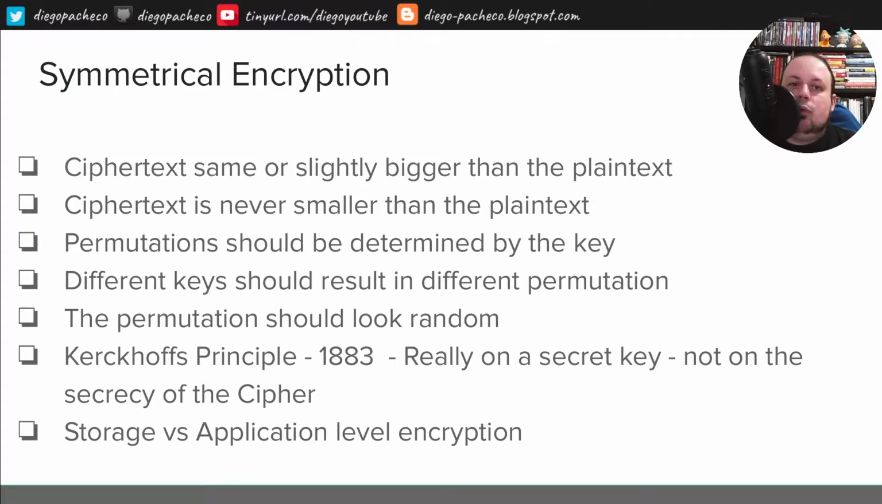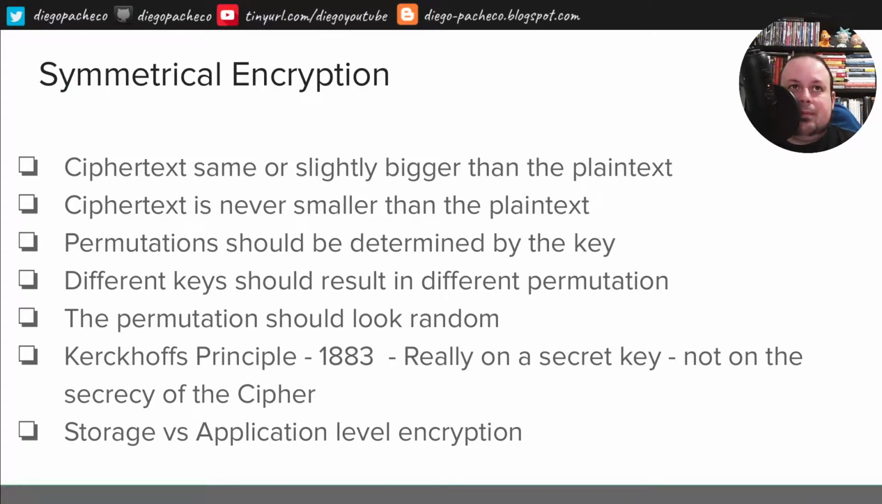So under the hood, what happens is permutations, right? And they should be determined by the key. So what should rule the permutations? Of course, there are some algorithms that behave a little bit differently, and we're gonna cover that. But mainly it is the key driving the permutations. Different keys should result in different permutations.